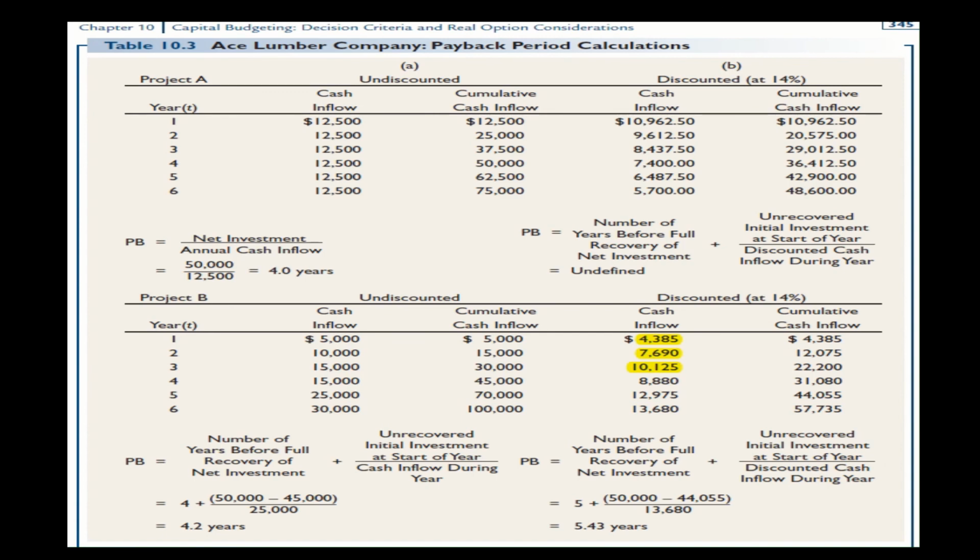So again, number of years before full recovery of net investment is 5. Kay ang 6 years, 57,000 sobra na. So, ang payback period is in between the 5th year and 6th year. So, unrecovered initial investment at start of year is 50,000 minus 44,055 divided by 13,680. So, the payback period is 5.43 years.